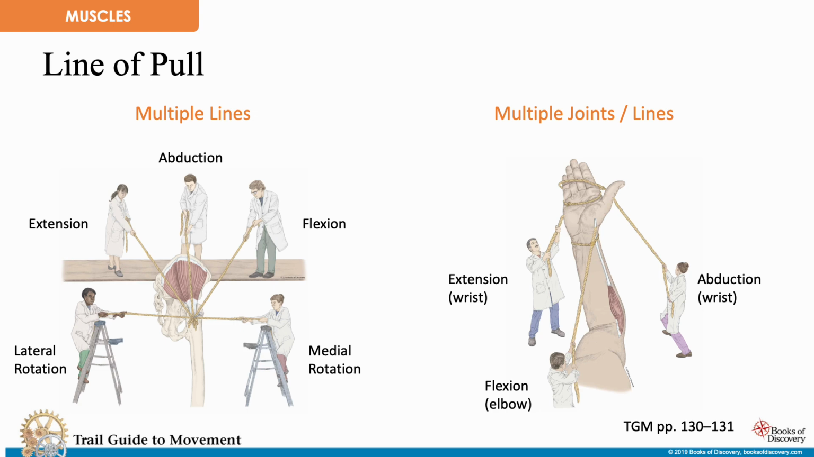And on the right, we see multiple joints. This is what happens when a muscle crosses more than one hinge. You have one person pulling at the elbow for flexion, while others are pulling at the wrist for extension and abduction. When you have a muscle like this, every joint it crosses is affected by its tension. You can't fix the wrist without looking at what's happening at the elbow.